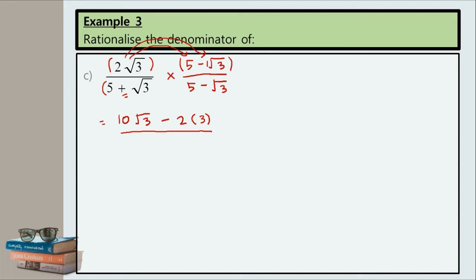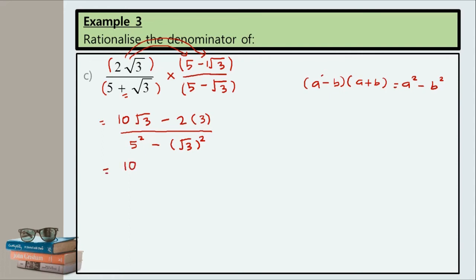this one, 5 plus surd 3 times 5 minus surd 3, again A minus B, A plus B. Kita akan dapat A squared minus B squared. That's why 5 squared minus surd 3 squared. Okay, saya suka tulis macam ni. Why? Sebab kadang-kadang dia ada surd, kadang-kadang dia tak ada surd. So, kita hati-hati sikit lah.